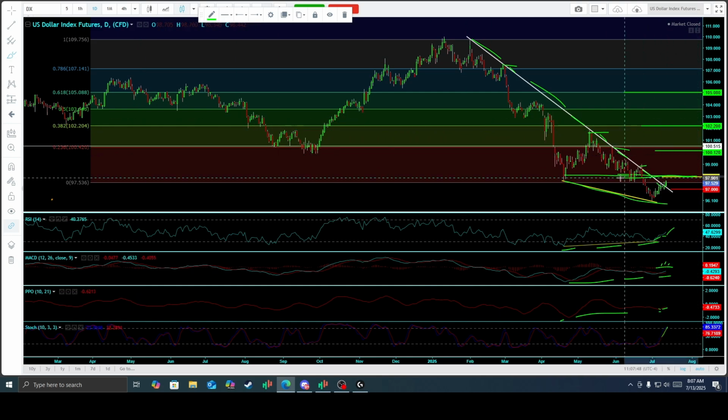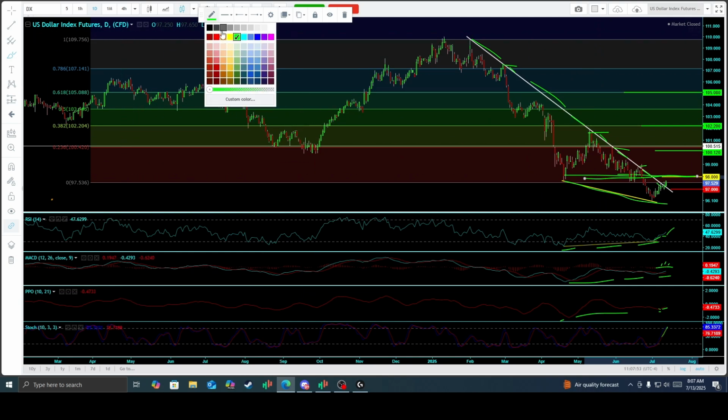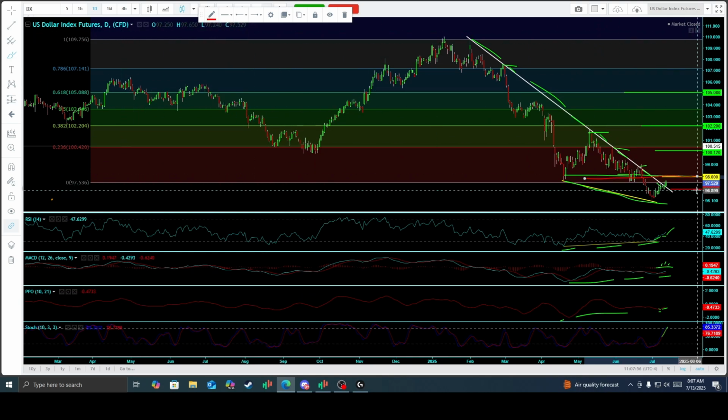Wait for the breakout above the 98 handle, and I will be setting up some longs there, setting some stops below the 97 handle for an additional great risk-reward long trade setup to the upside.